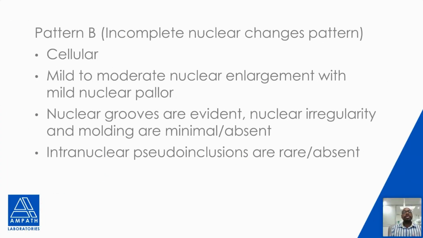And then pattern B, where you have an incomplete nuclear changes pattern. So it will also be hypercellular, with mild to moderate nuclear enlargement and mild nuclear pallor. Nuclear grooves are evident, but the other features are usually minimal or absent. So here you'll have a predominance of nuclear grooves, but the nuclear irregularity and molding are very minimal or absent, and intranuclear pseudo-inclusions are very rare or absent.